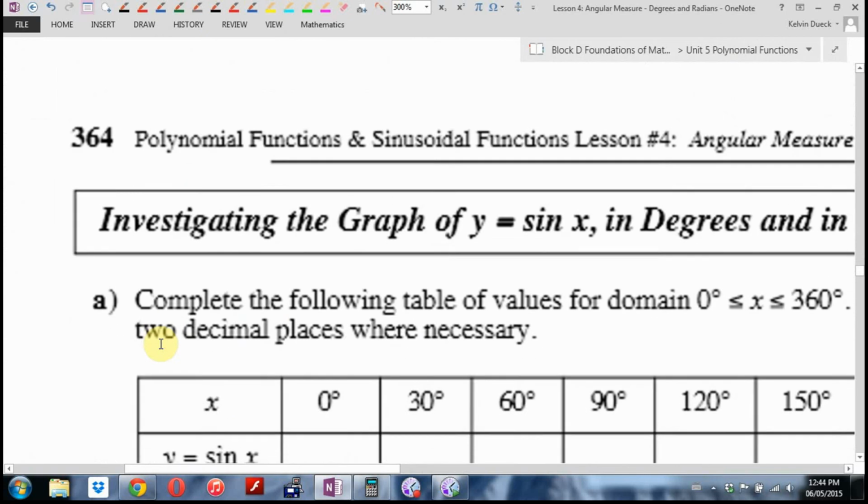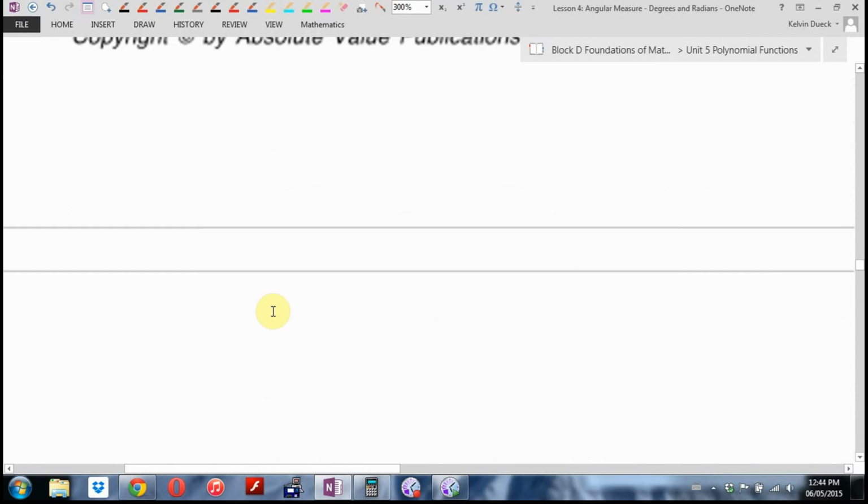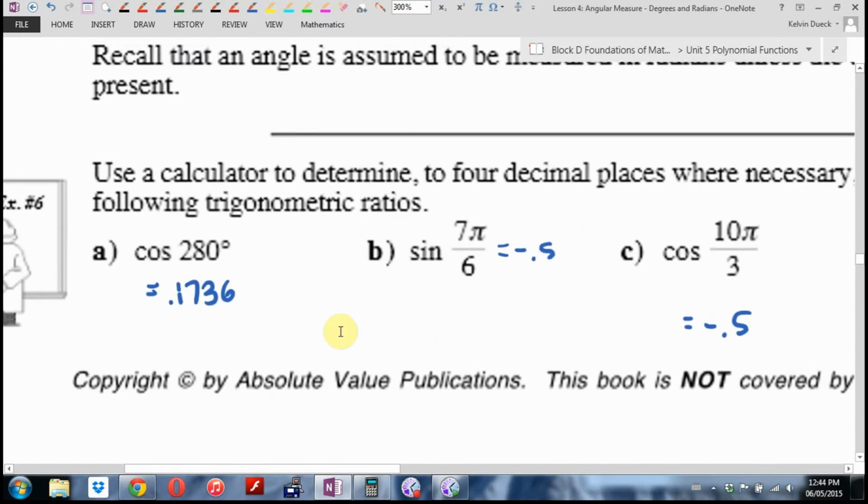Next page. Yeah. Sorry. You're lost? Were you able to go from degrees to... Okay, let me come look.